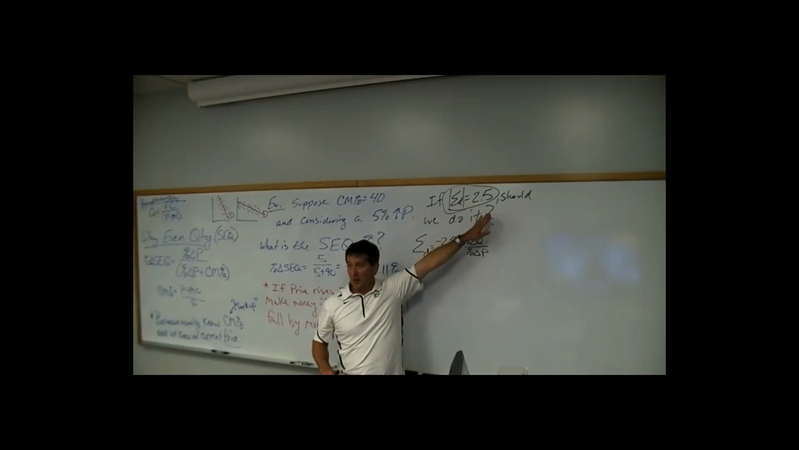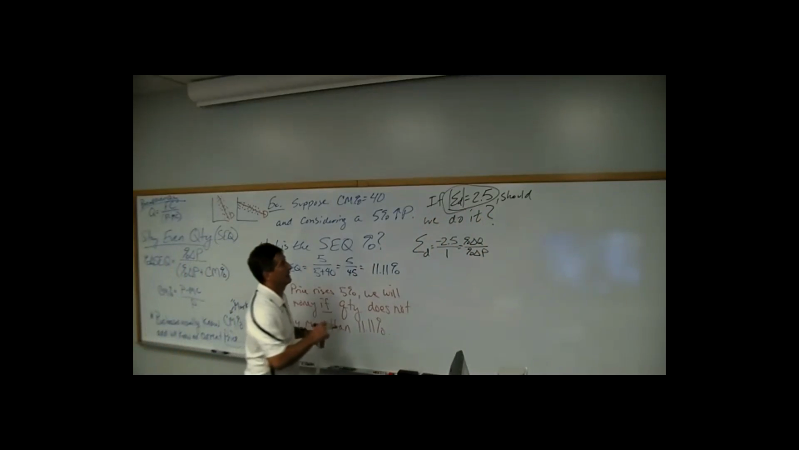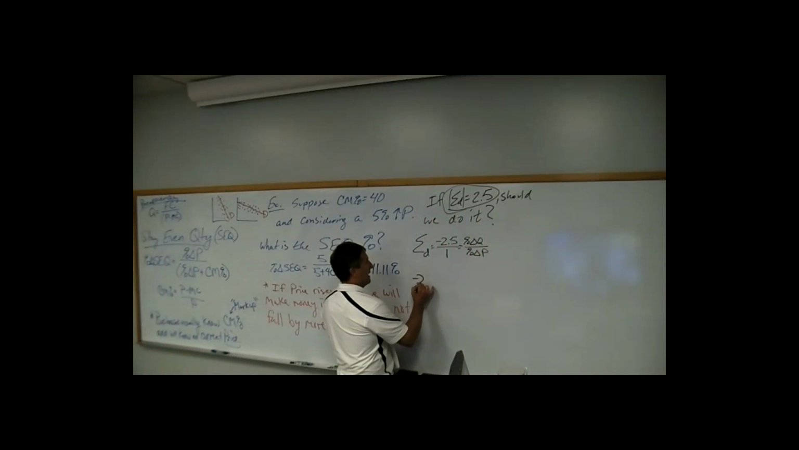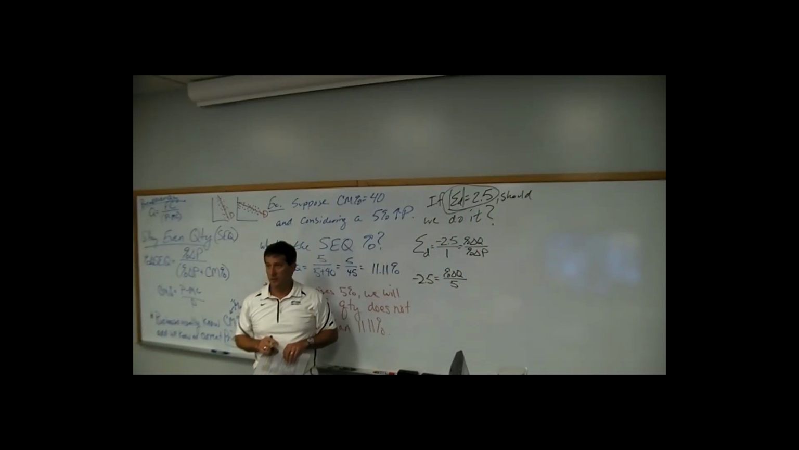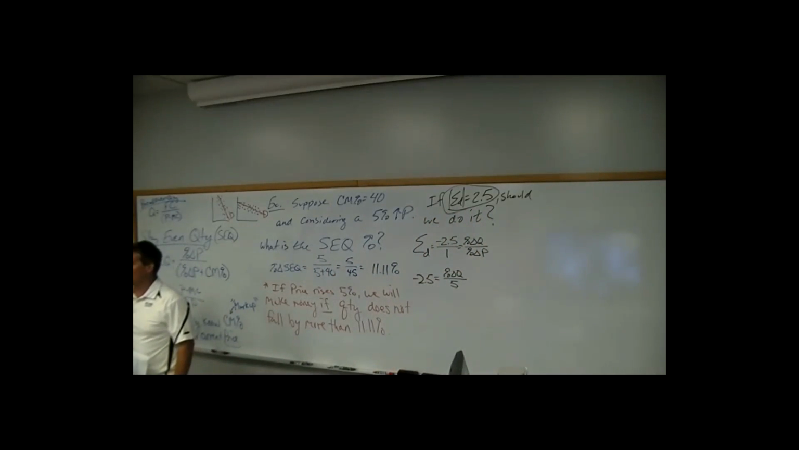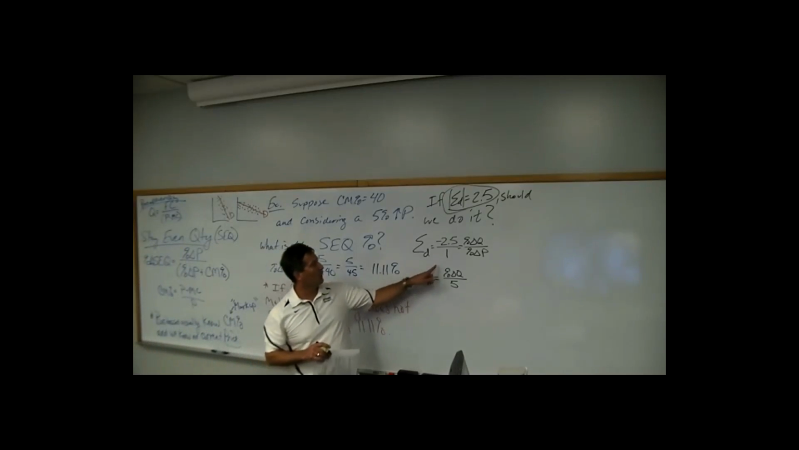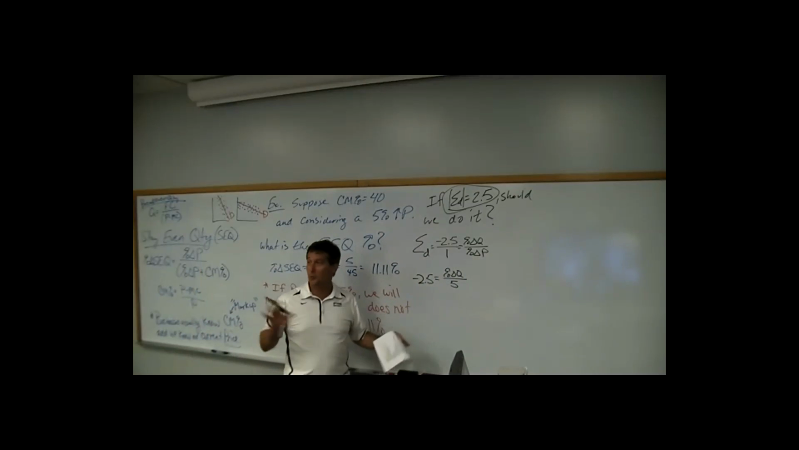The number itself is 2.5. What's our percentage change in price we're contemplating? 5. So negative 2.5 equals percentage change in quantity over 5. What's the percentage change in quantity going to be according to our market study? Solve that expression: 12.5. Yes, 12.5, right? 5 times 2.5? 12.5. Should we do it?